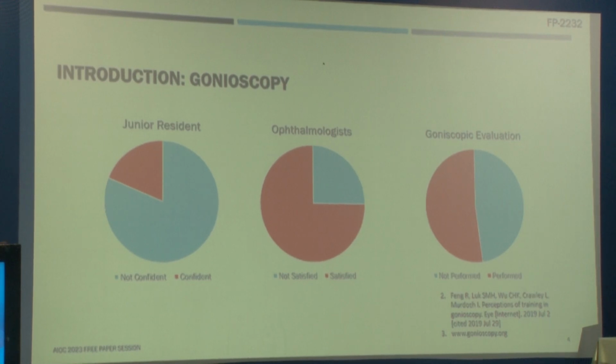But sadly, around 80% of junior residents do not perform gonioscopy, and 75% of those who perform are not happy with the skill that they have. And alarmingly, in US glaucoma clinics, 50% of patients don't get a gonioscopy done at baseline, in the US, where there is such a low patient flow rate.